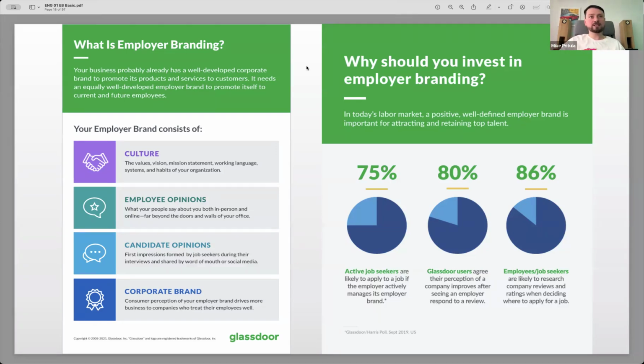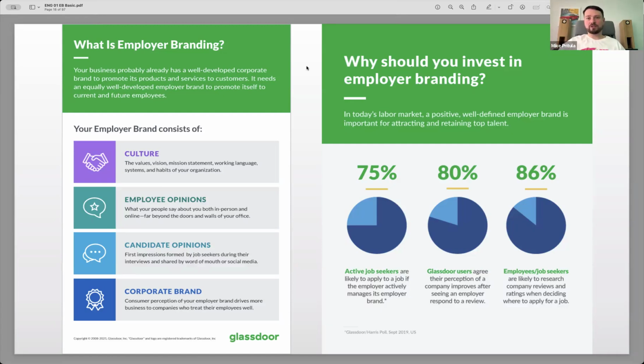Employee opinions: what your people say about you, both in-person and online, far beyond the doors and walls of your office. Candidate opinions: first impressions formed by job seekers during their interviews and shared by word of mouth or social media, like Glassdoor, right? So they can share their opinions on Glassdoor. And corporate brand: consumer perception of your employer brand drives more business to companies who treat their employees well. Again, as you can see, it's all connected.